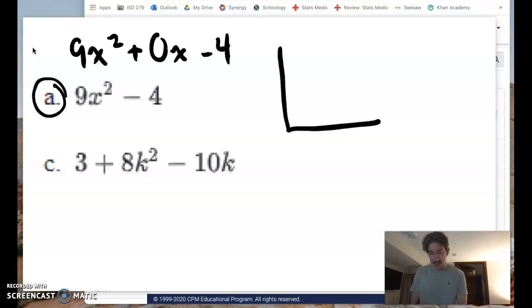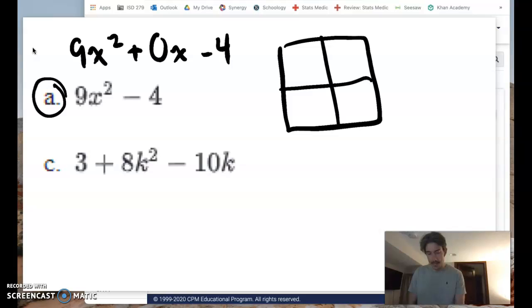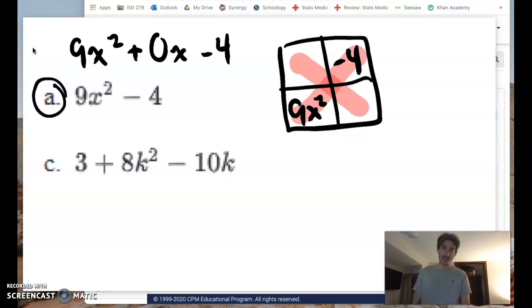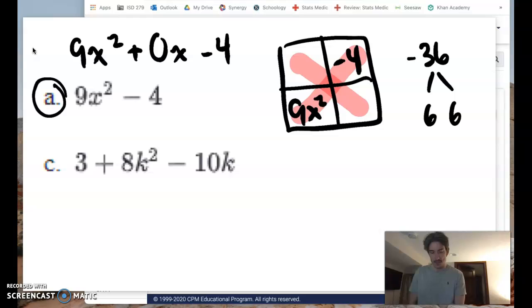And then I can go ahead and start to filter this into my generic rectangle. Okay, 9x squared, -4. And now let's see, I've got two things that need to multiply to be -36x squared that add up to 0, right? And I recognize 36 as a perfect square. What I mean is I know that that's 6 times 6. And here's what else I recognize. It's not positive 36, it's -36.